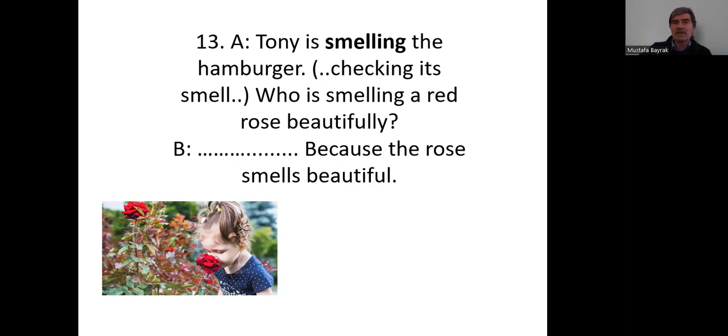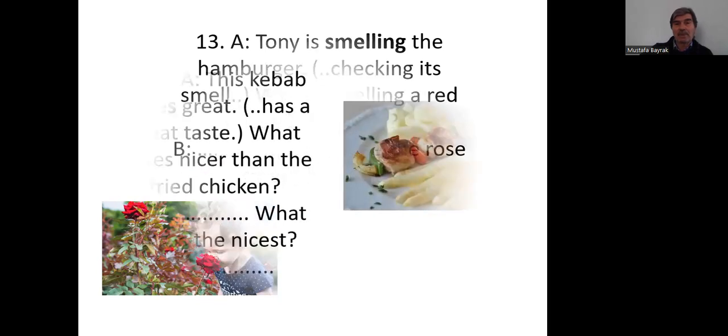Who is smelling a red rose beautifully? That lovely child is smelling a red rose beautifully because the rose smells beautiful. The girl is smelling. Here it is an action verb, but the rose smells beautiful is a state verb.